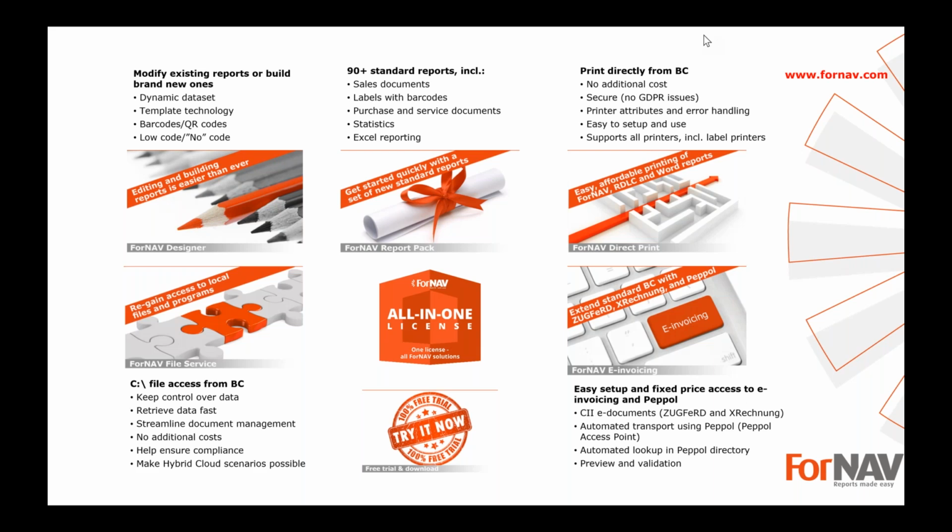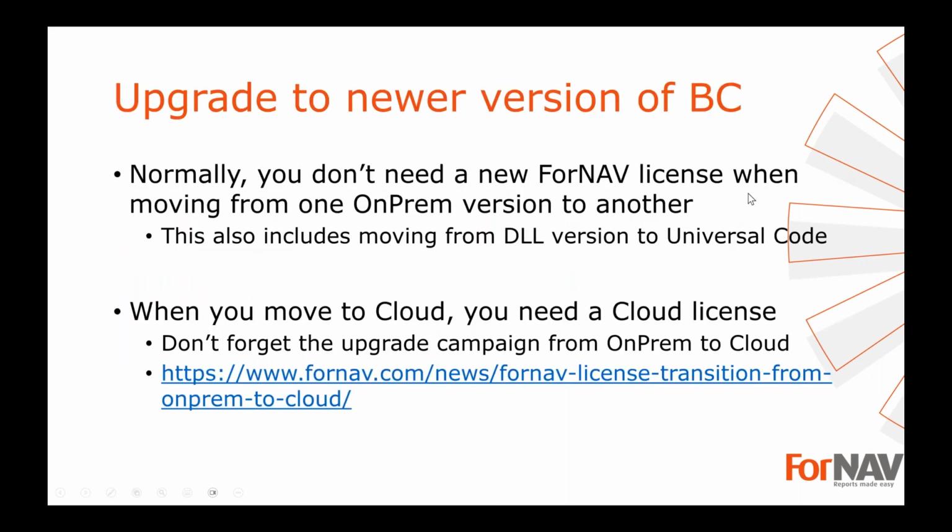There's one question that we get from time to time that I just want to give an update on here, because people sometimes ask us for a new ForNAV license, especially when they move from DLL to Universal Code, and that is not needed. As long as you stay on an on-prem version of Business Central, your existing ForNAV license should still be the one. The only time you need a new ForNAV license is when you move to cloud.